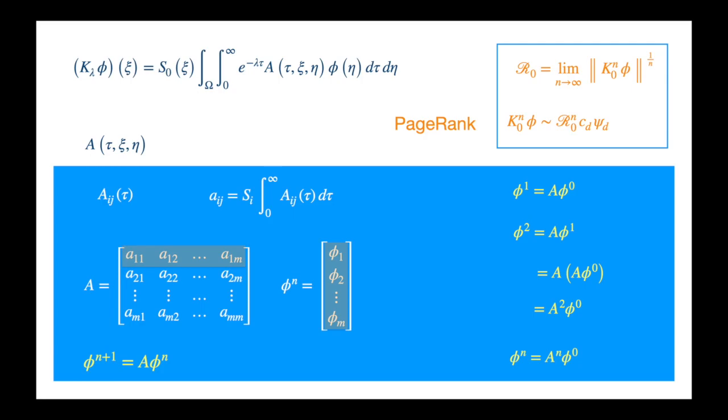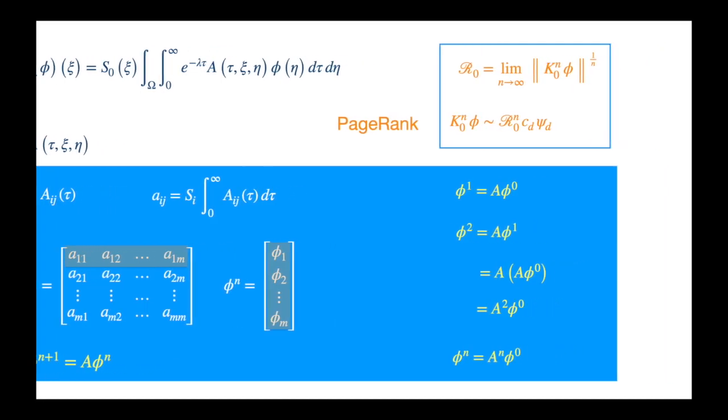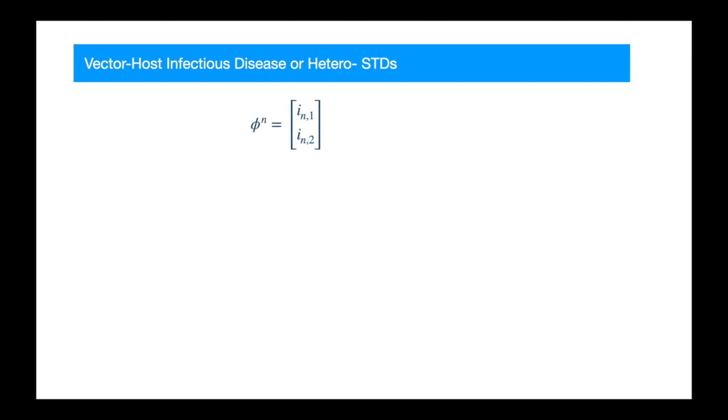Let's see the rewards of our generalization now by considering examples of various transmission processes. Let's start with malaria, which is a type of vector-host disease, mosquitoes and humans respectively. A similar structure would hold for transmission of an STD in simplistic settings in which we only consider transmission between males and females. So in each generation n, we will have the number of infected mosquitoes and the number of infected humans. So the infectives are a two-dimensional vector.